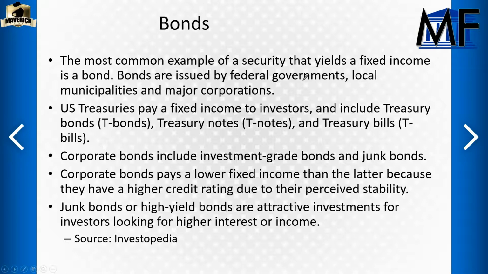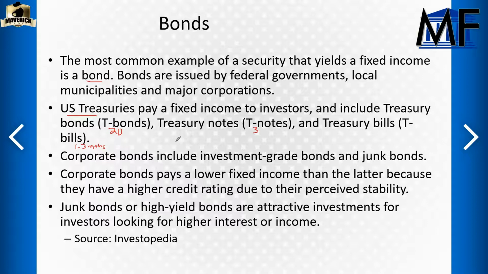The most common example of a security that yields fixed income is a bond. These are issued by federal governments, municipalities, corporations. Treasuries pay a fixed income to investors as well. There's a few different types. They have Treasury Bonds, they have T-notes, they have T-bills. And the difference in these, there's really no difference other than the duration. So a bond would be something like a 20-year bond. A note might be 3 years, and a T-bill might be 1 to 3 months in duration. They just have different names basically based on the duration.